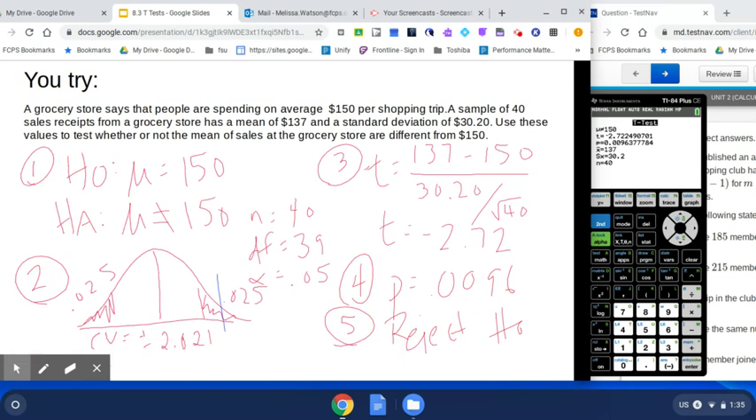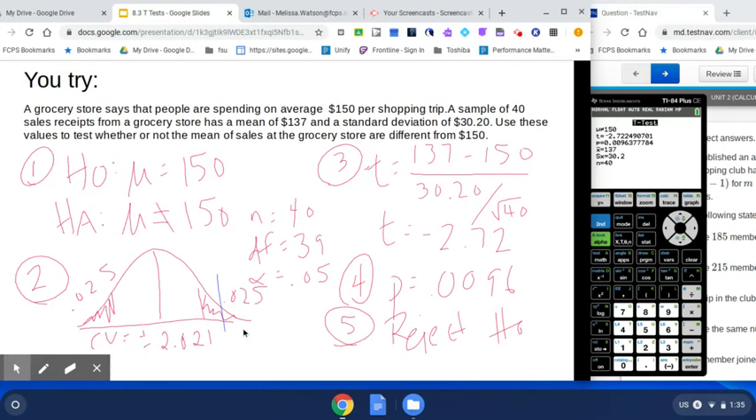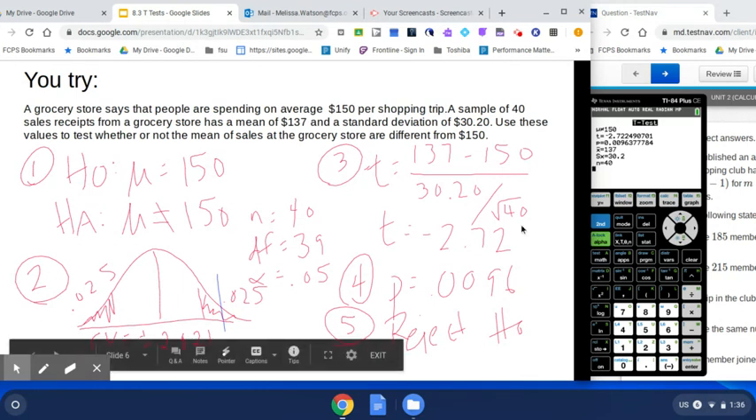The n was 40 for this prompt, so degree of freedom would technically be 39. 39 was not on my degree of freedom list, so I went ahead and used degree of freedom 40 because it was the closest one to 39. That gave me a positive or negative 2.021 for the critical value. The t-test statistic came out to negative 2.72.